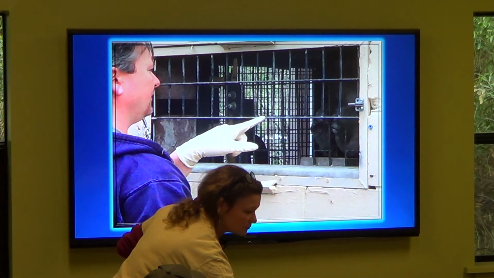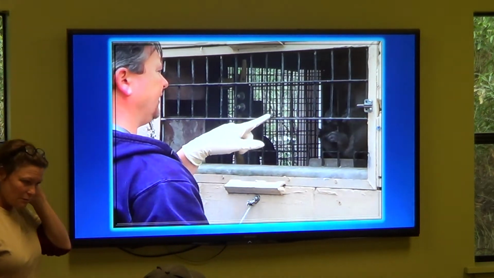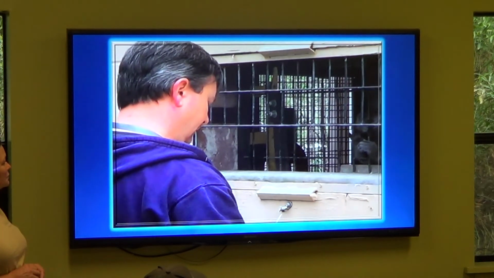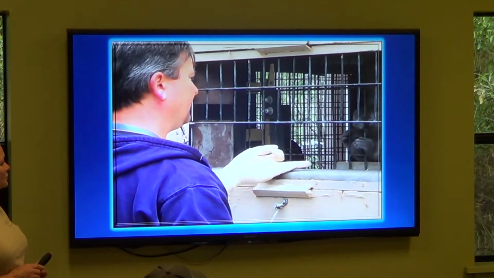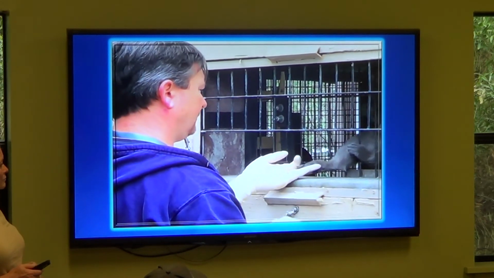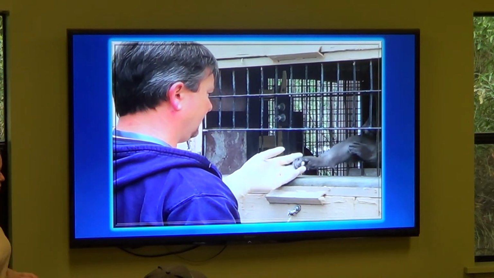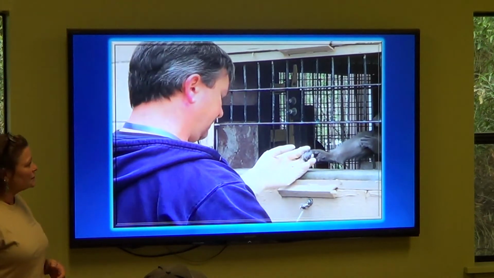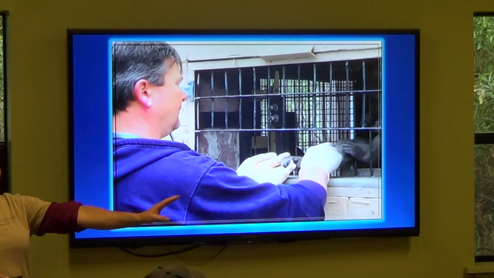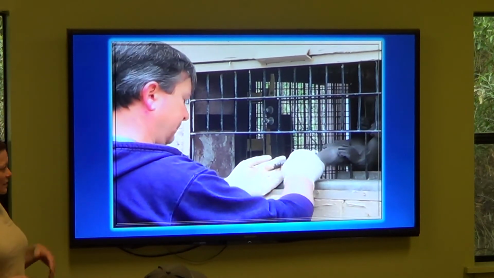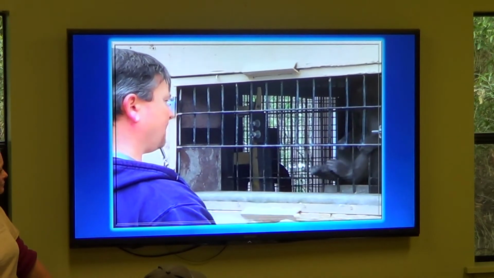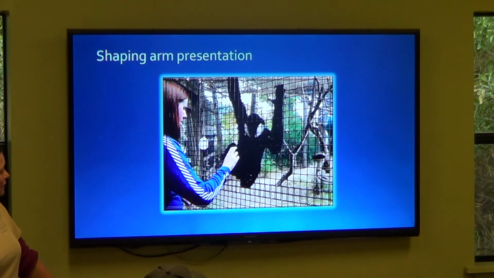Same monkey. And he actually was trained for an injection in his calf. So that's the objective of this particular training: getting to extend that foot and be desensitized to the injection.